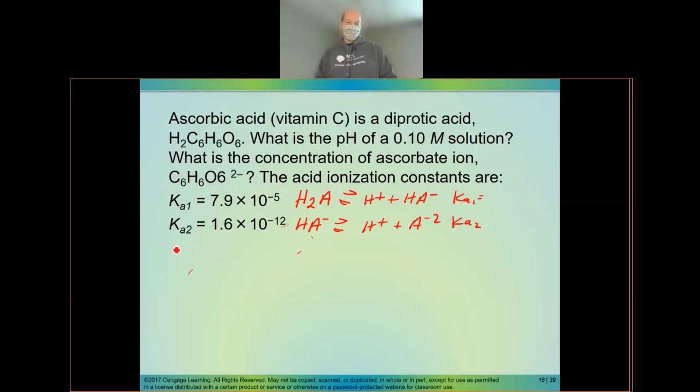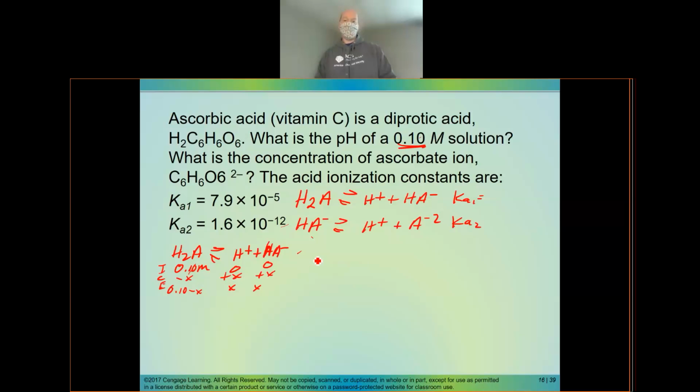All right, so I'm going to rewrite my Ka1, H2A, H plus, and HA minus. Initial, change, equilibrium. So I started with 0.10 molar. In the problem, it says 0.10 molar. No H plus, no HA minus. It has to go to form it, minus X, plus X, plus X, so at equilibrium 0.10 minus X, X, and X.